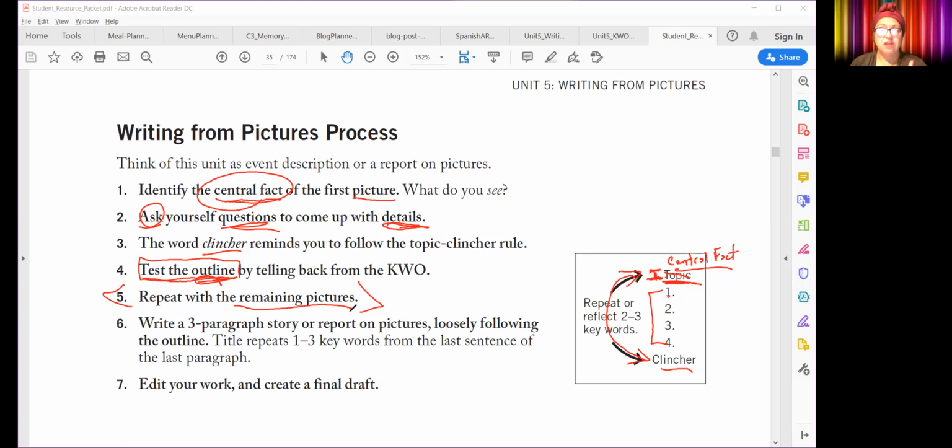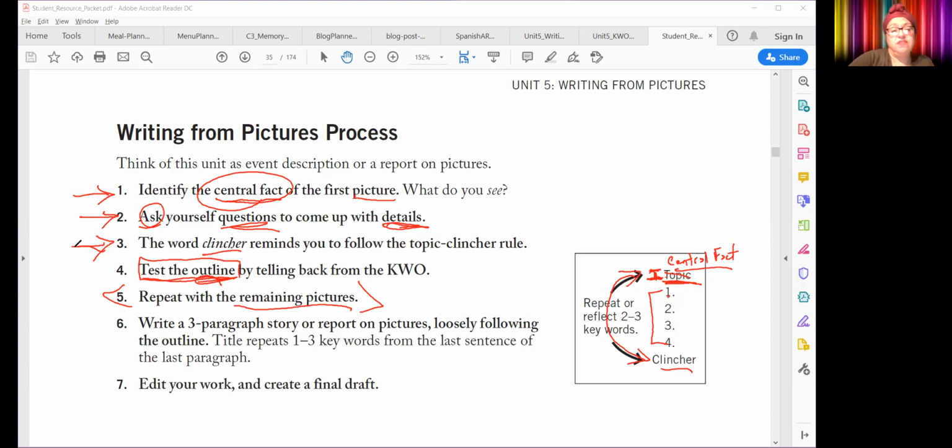Each paragraph will start with the central fact from each picture. Then you'll fill in with the details from each picture, and then the clincher, okay? So each paragraph will have all of those: a central fact, your details, and then the clincher. You'll do that 3 times, and so you should be able to tell where your 3 paragraphs are, okay? And remember, a paragraph should be indented. The first line should be indented, and have its own line. Okay, so just remember that.